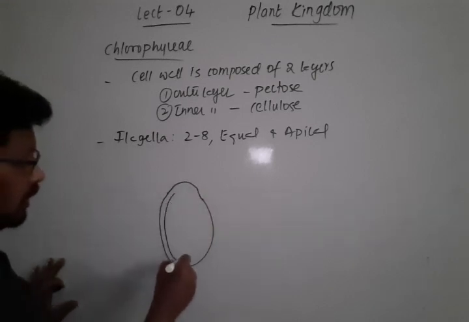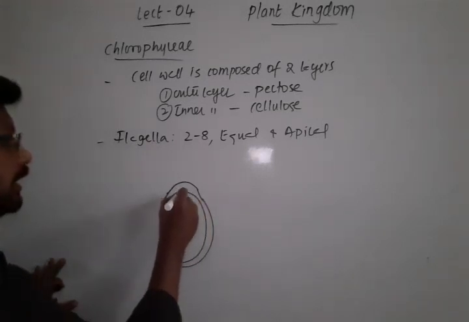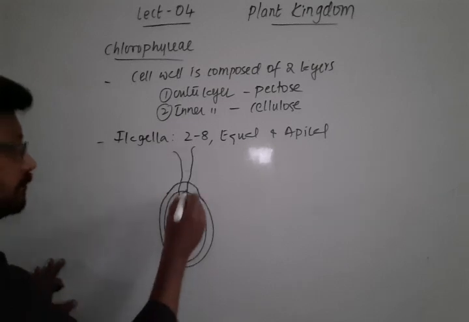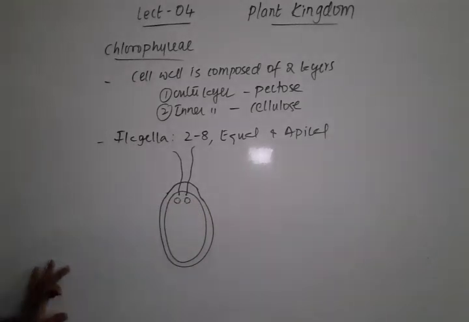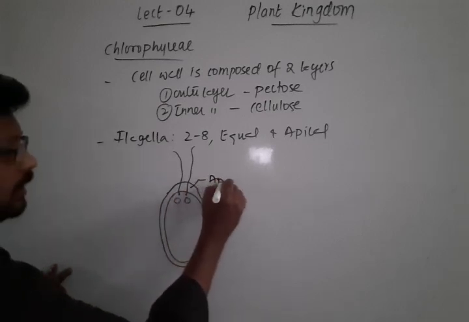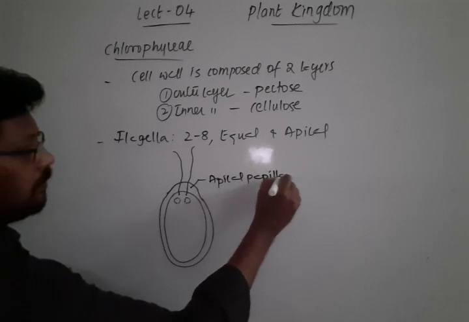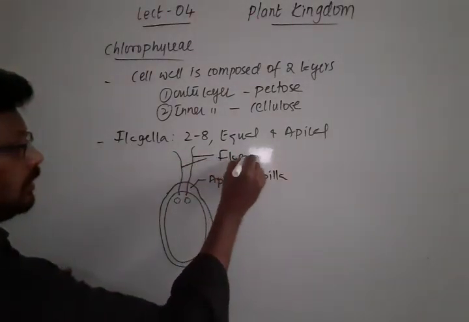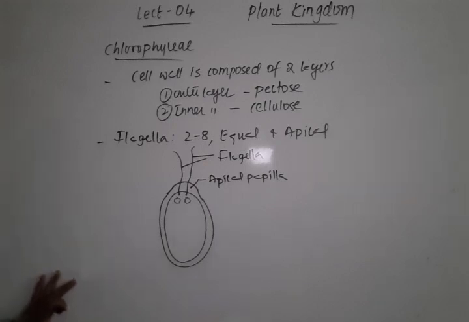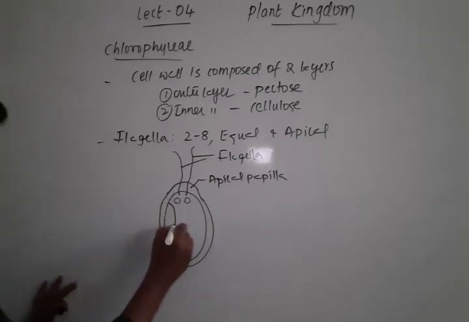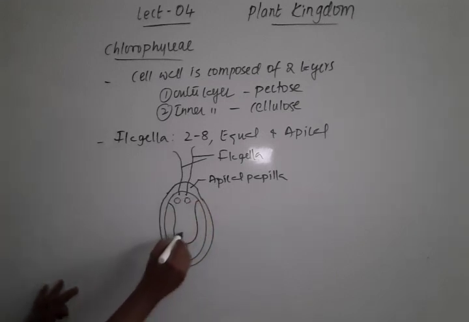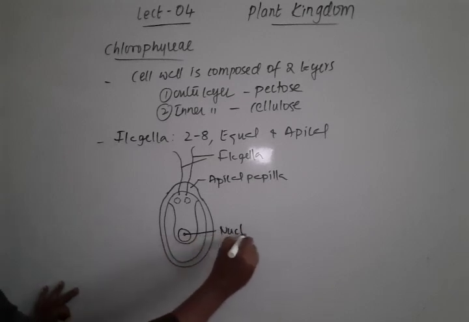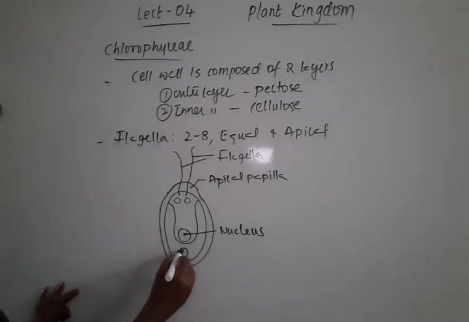So we can see this is Chlamydomonas and here are flagella. Below that we find two contractile vacuoles, and this is called its apical papilla, and these two are flagella. And here there is a nucleus.